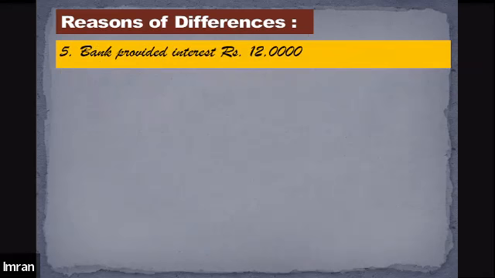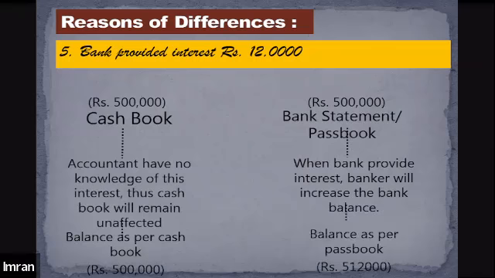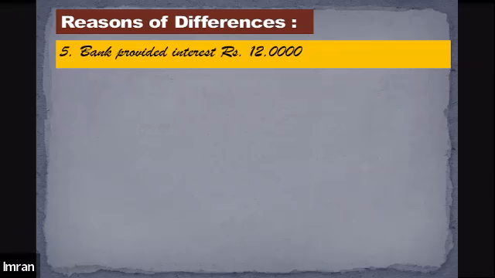Okay. Taking one more example, let's suppose the bank has provided an interest of 12,000. Or this is not 1,20,000. Consider this value as 12,000 only. So the bank has provided interest of 12,000. This means the bank is giving us 12,000. Whatever the balance that a business is maintaining with the bank, upon that balance, the bank is providing interest of rupees 12,000. So since the bank has provided interest of 12,000, this event must have been recorded in the passbook by the bank.